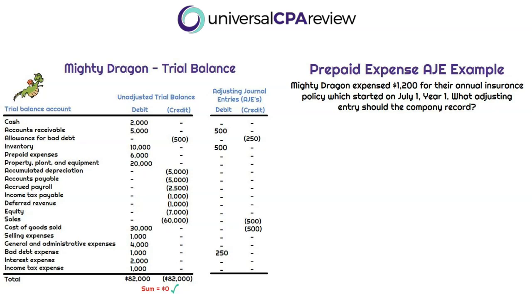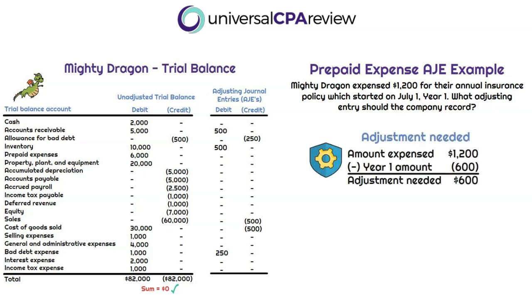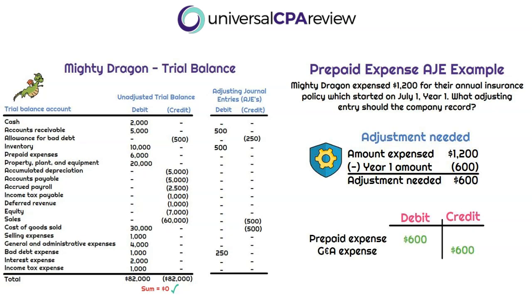So that is for the next 12 months, but we're focused on only the 6 months from July 1st to December 31st. And so that means that $600, or half of that amount, actually relates to year two. So we need to remove that expense from our financial records, and we can do that by going ahead and debiting prepaid expense for $600, right?